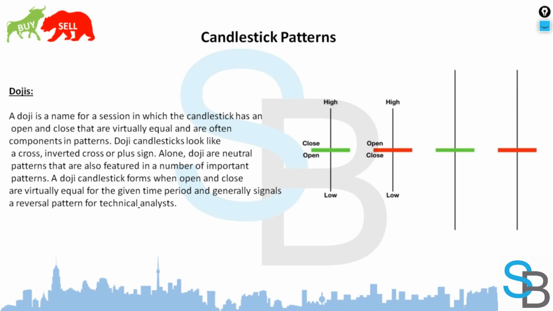A doji is a name for a session in which the candlestick has an open and close that are virtually equal and are often components in patterns. Doji candlesticks look like a cross, inverted cross, or plus sign alone. Doji are neutral patterns that are also featured in a number of important patterns. A doji candlestick forms when open and close are virtually equal for the given time period and generally signals a reversal pattern for technical analysts.